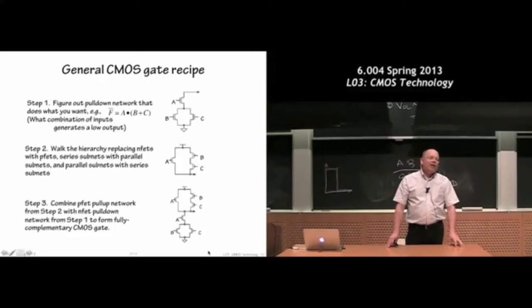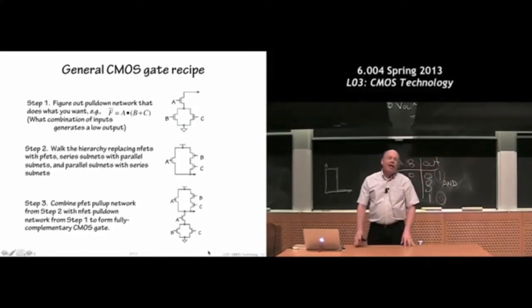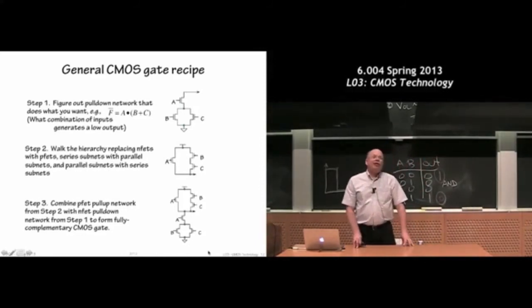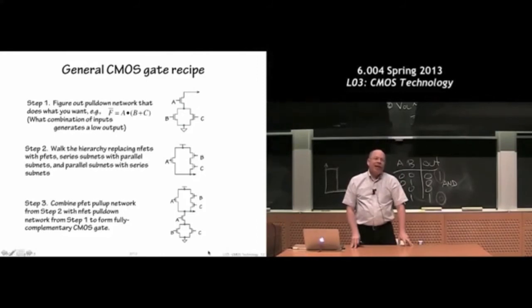So remember the set of rules where we only use P FETs in the pull-up and N FETs in the pull-down? That was the set of rules that allowed us to treat these things as voltage-controlled switches. If we disobey those rules, these things no longer behave like voltage-controlled switches, and they do things that make what you're trying to propose, which is to use the P FETs in the pull-down path, not behave the way you'd like. They don't behave as voltage-controlled switches anymore.